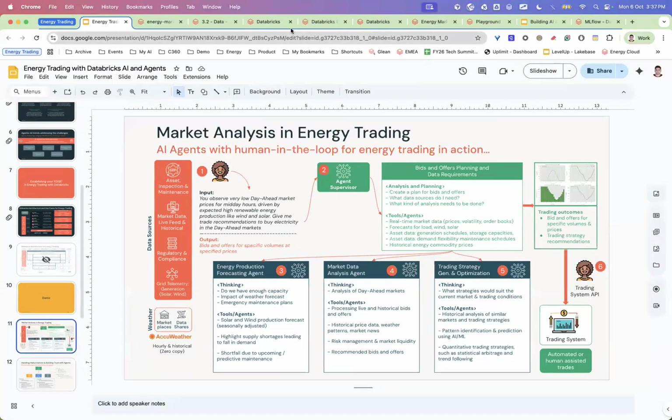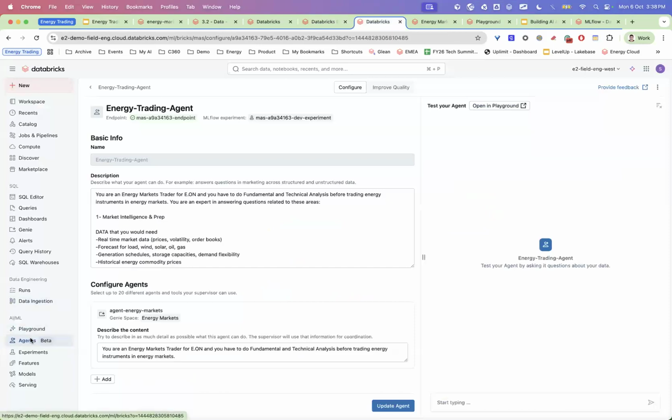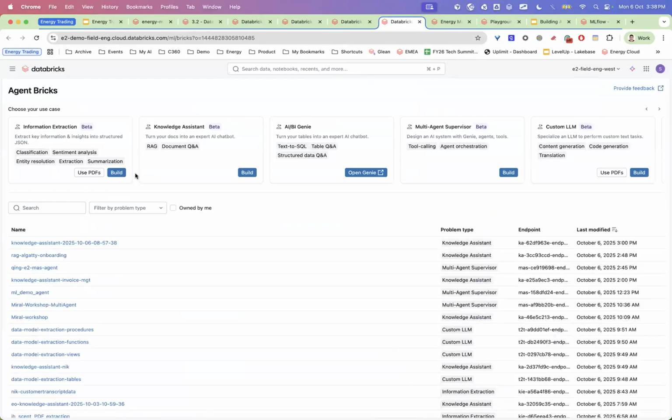So we released Agent Bricks. I think we saw this. Agent Bricks was released earlier this year, and you would see here that we have the agent, and the idea of Agent Bricks is that it's a no code platform to build agents.